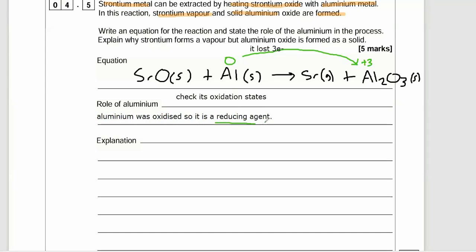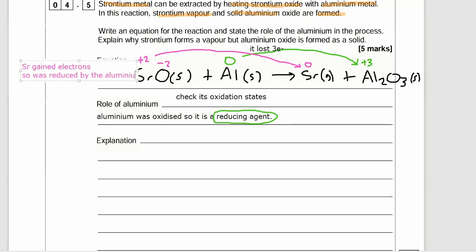Its role is therefore a reducing agent, because it gave away some electrons and made something else reduced. So that is why the aluminium is a reducing agent: it loses electrons, is itself oxidized, and gives electrons away. Oops, I just noticed I haven't balanced this equation up here.